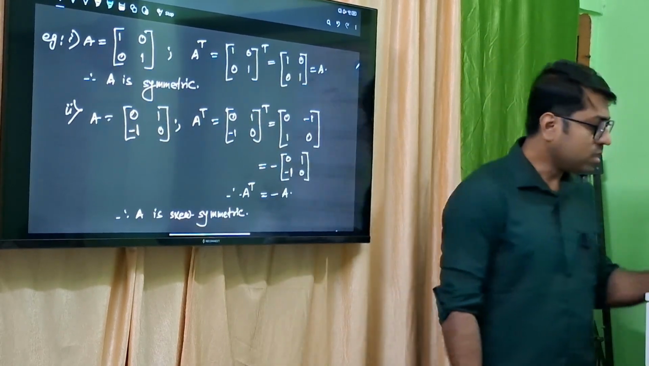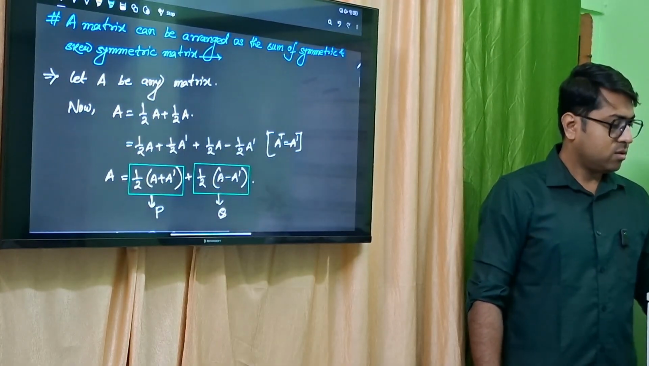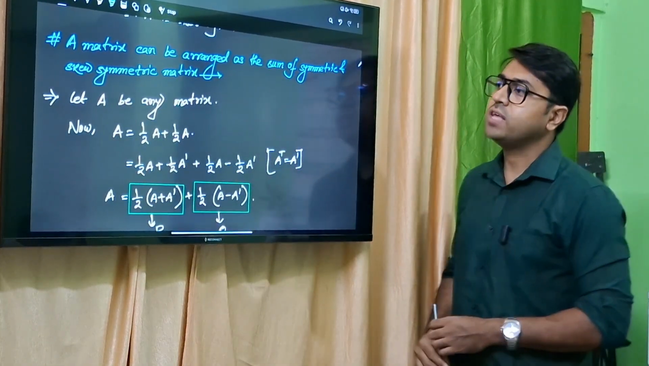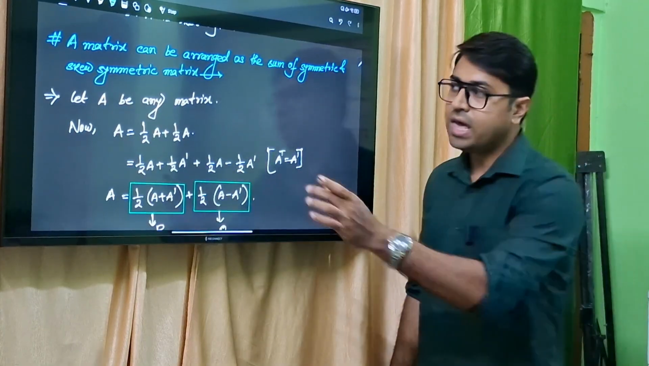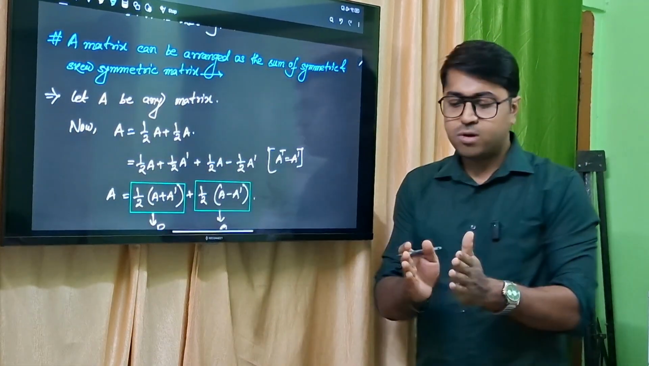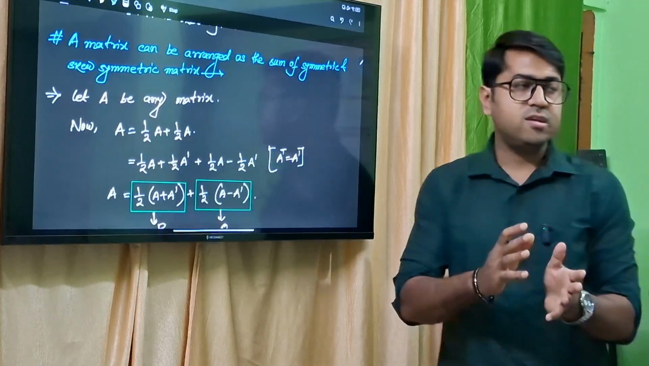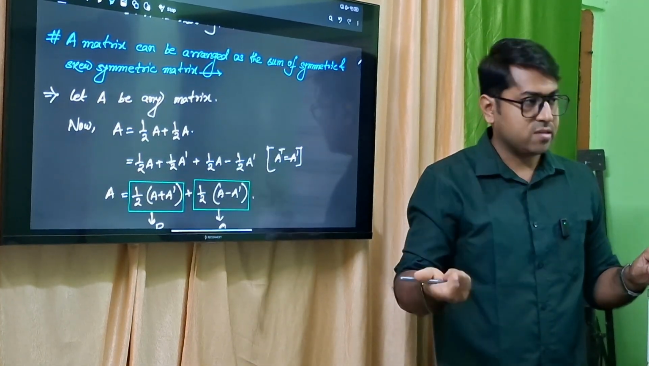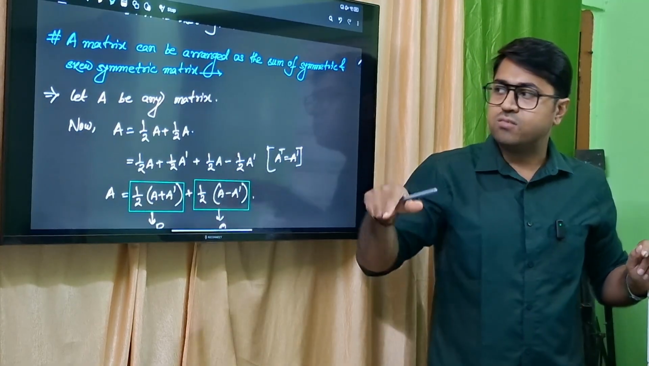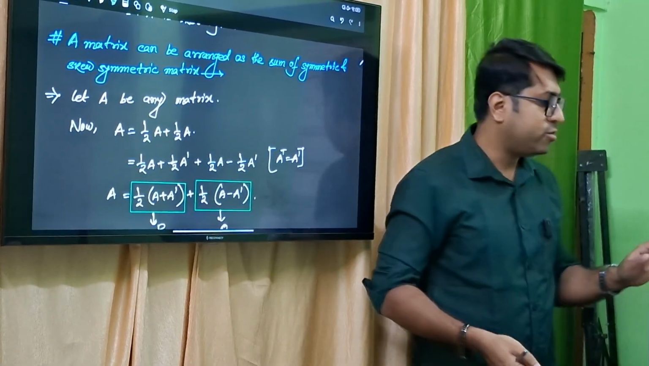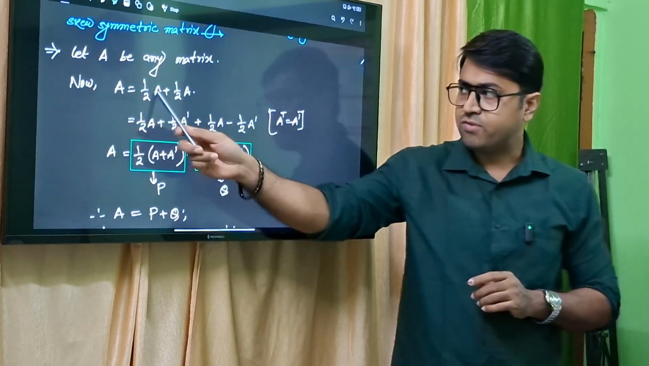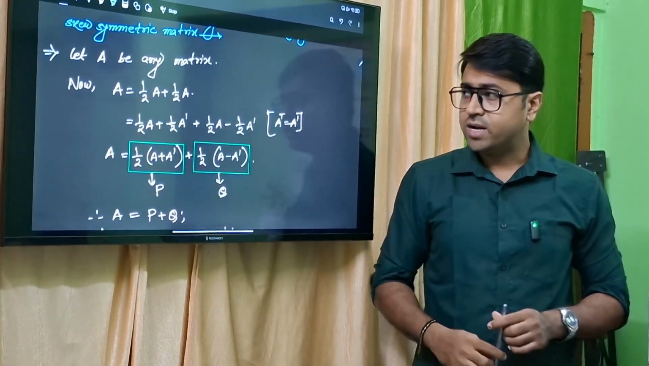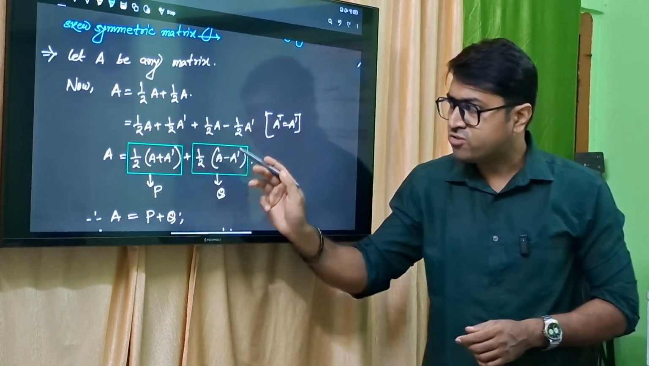Let us take an example. A matrix can be arranged as the sum of a symmetric and a skew symmetric matrix. Like a matrix A will be there, and I will arrange it as the sum of two matrices, one symmetric and the other skew symmetric. How will it be? A can be written as half A plus half A, because half A added twice will be A only. Then I have introduced half A transpose minus half A transpose.